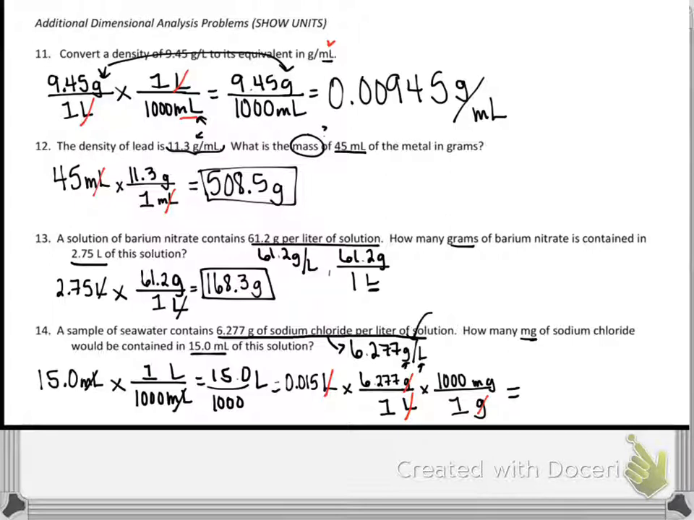So now we take 0.015 times 6.277 times 1,000. And that's going to give us 94.155 milligrams.